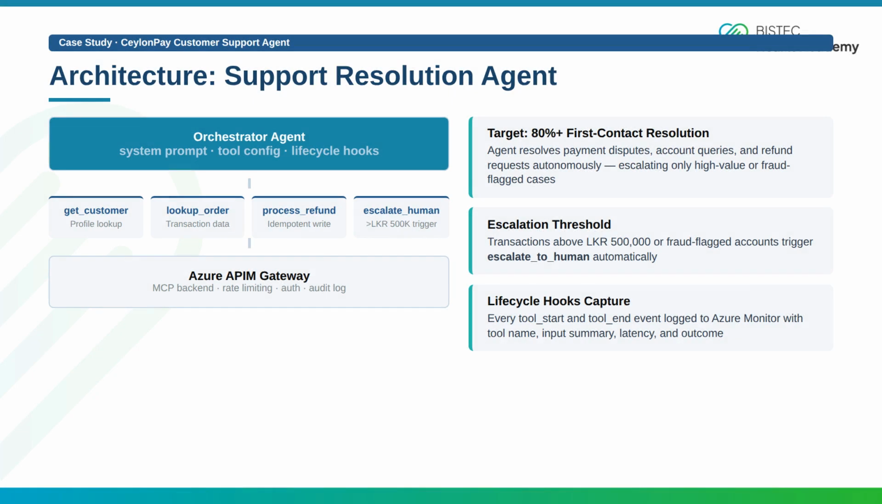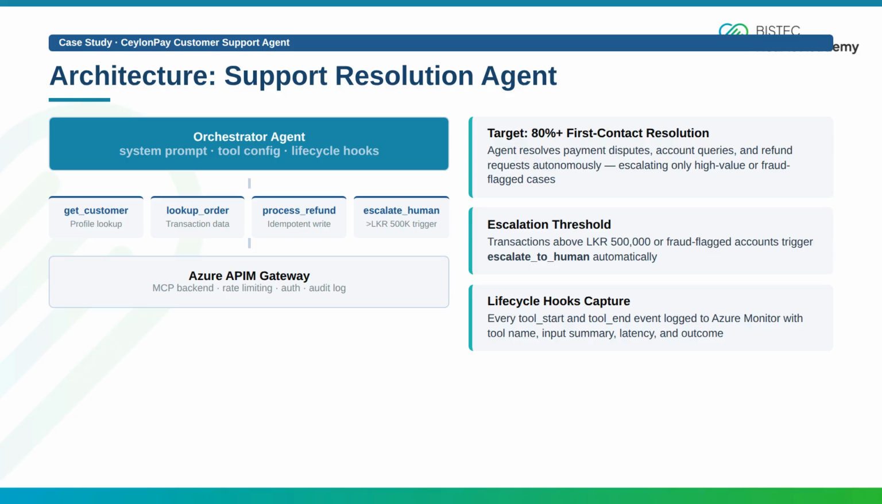CeylonPay is a Sri Lankan fintech processing over LKR 2 billion in monthly transactions. It's the running example throughout this track because it has real-world complexity, compliance requirements, high-value transaction thresholds, and a diverse set of support scenarios.